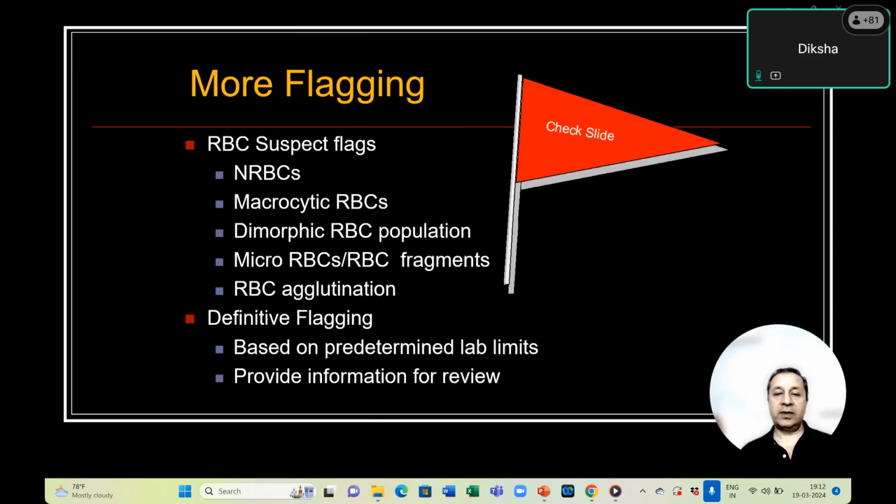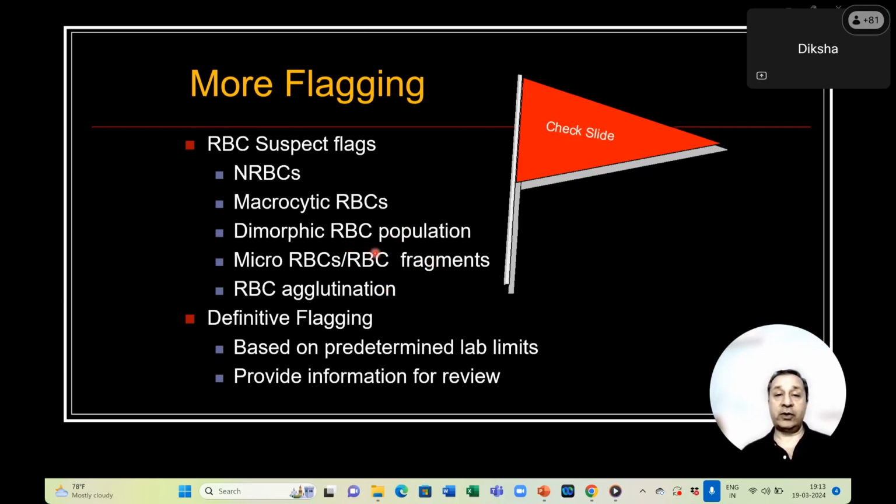Let's look at other cell-based flagging. For example, if you look at red blood cell flagging, you can have flags for nucleated red blood cells. You can have flags for morphology of the red cell, like macrocytic cells, wherein the cells which are falling on the higher side of the mean corpuscular volume, the MCV, are tagged as macrocytic RBCs. You might have flags for a dimorphic population. That means you might have microcytic hypochromic cells and macrocytic cells. You might have a flag for RBC agglutination. You might have fragmentation of red cells which you might be picking up, and that also can be picked up by the analyzer and flagged.